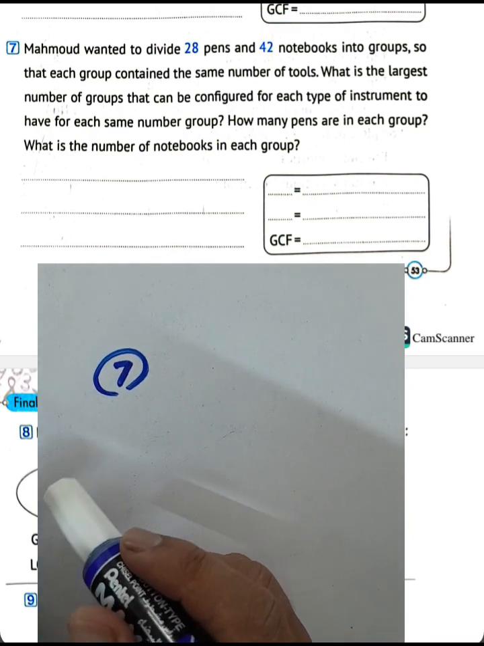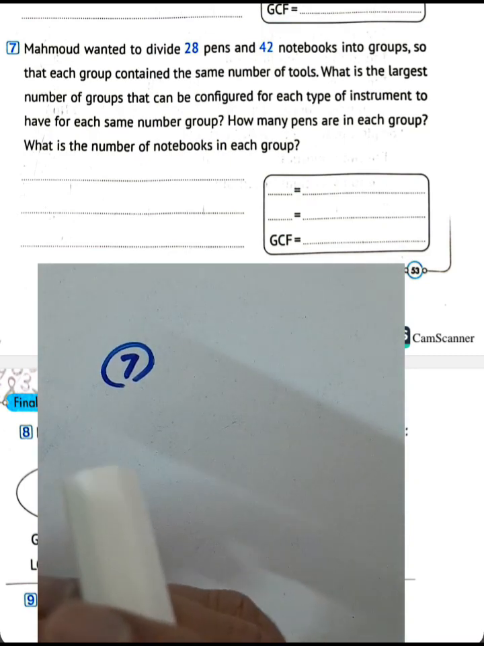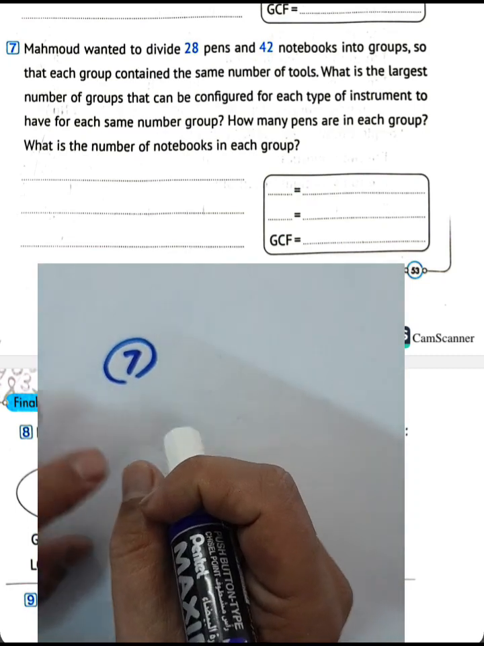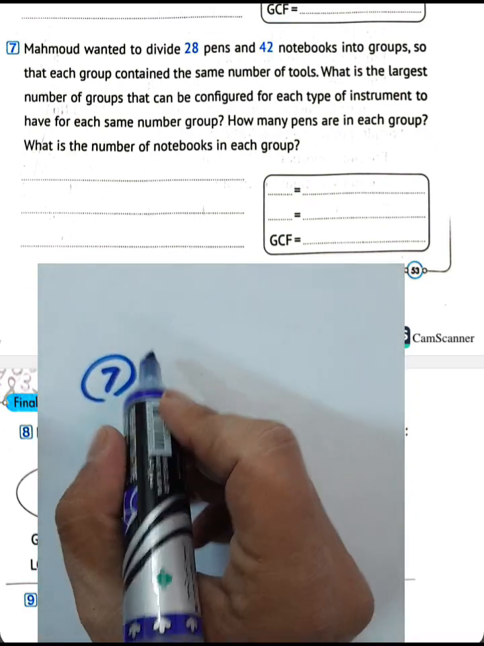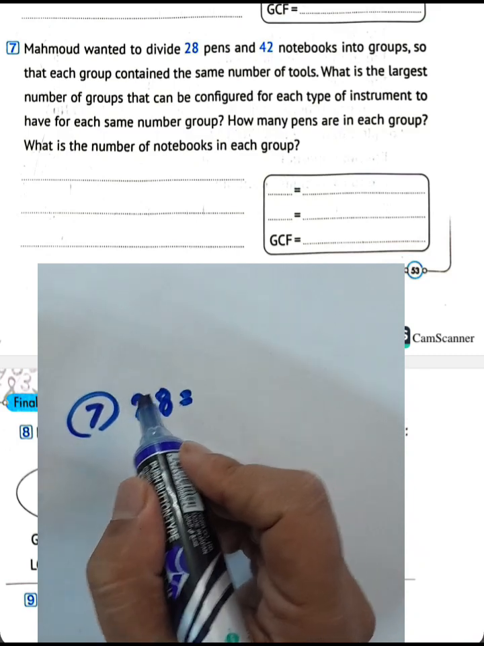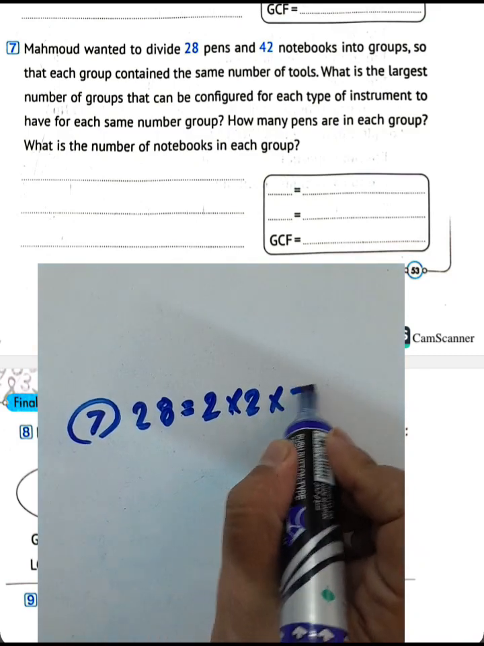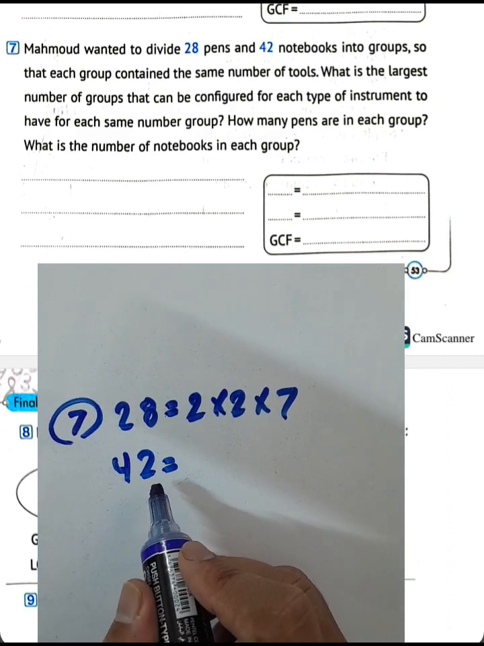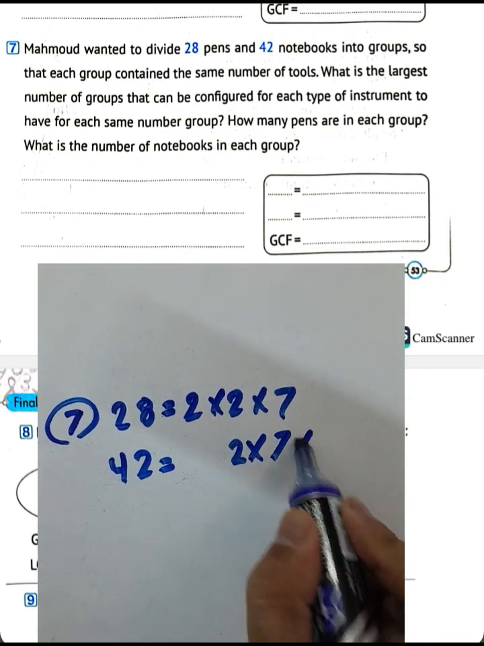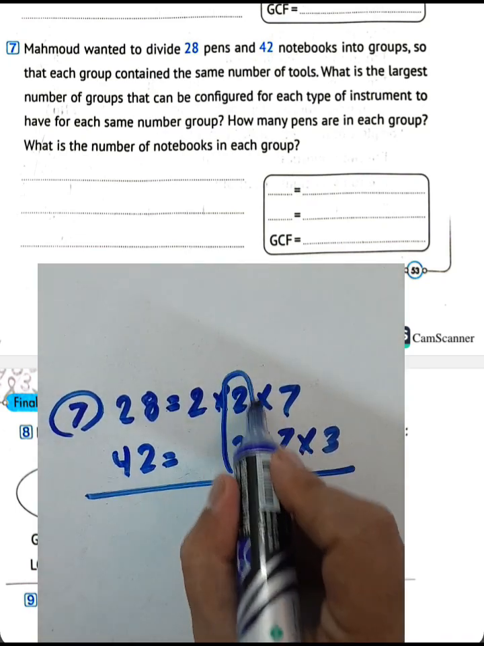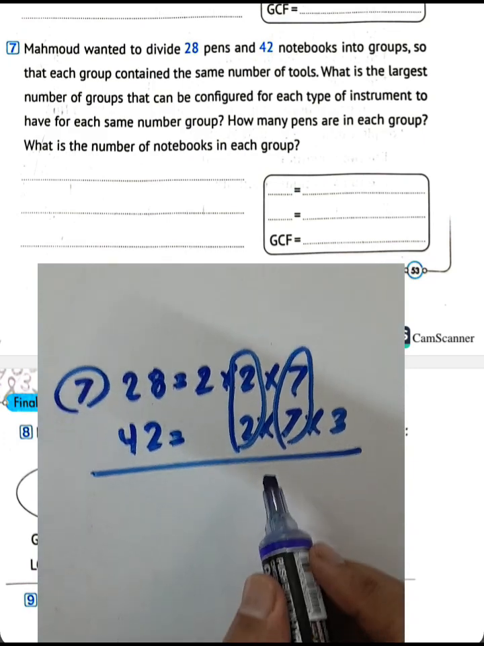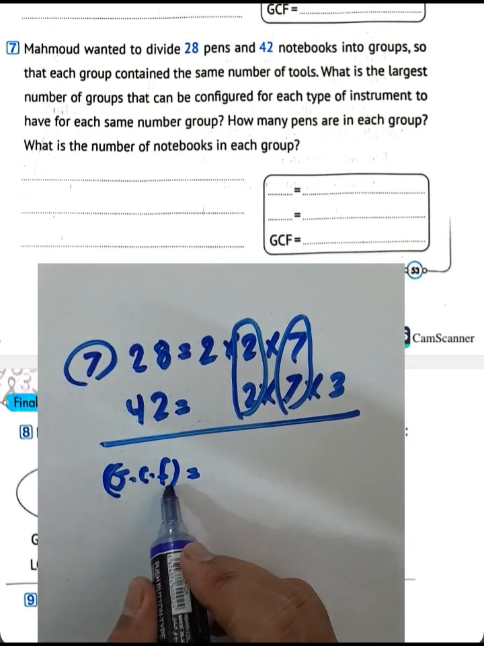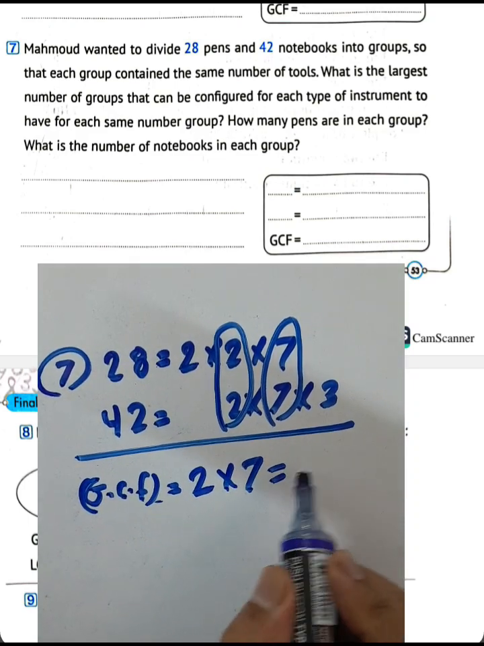Okay. First step, we can find the number of groups by factorizing the two numbers by multiplication and finding the highest common factor between them, right? 28 equals what? We know 28 equals 4 times 7, and 4 equals 2 times 2, and raise 7. And the next number here, 42, is the number of notebooks. 42 equals 6 times 7, 7 multiplied by 2 multiplied by 3. And then circle the common prime factors between them to write the common factor. The greatest common factor between them will be 2 times 7, it will be 14.